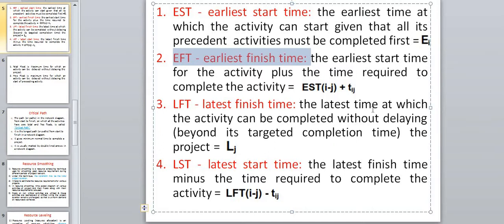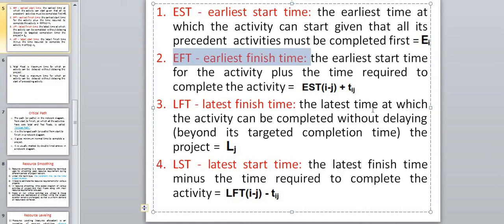Okay? So in order to get the earliest finish time, we have to add the duration of that particular activity to the earliest starting time. Okay? So in this way we can find out the earliest finish time. So what is serial number 3? Serial number 3 is again important, that is the latest finish time.